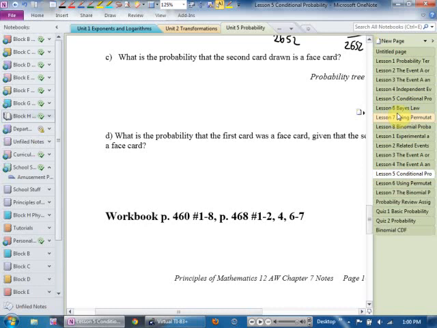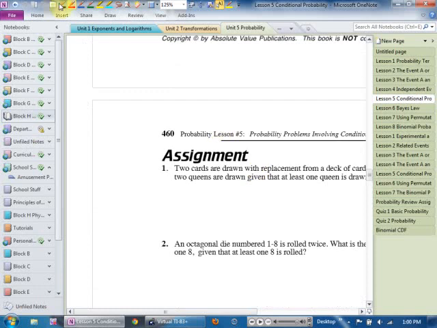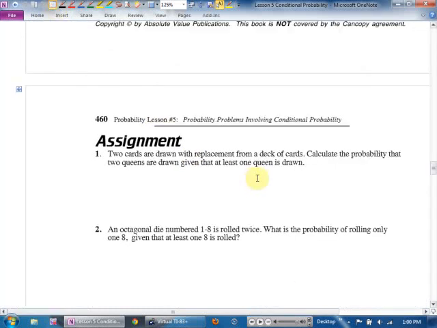So page 460. Did you learn something new? Hey, huh?